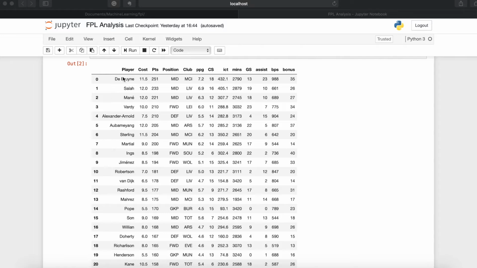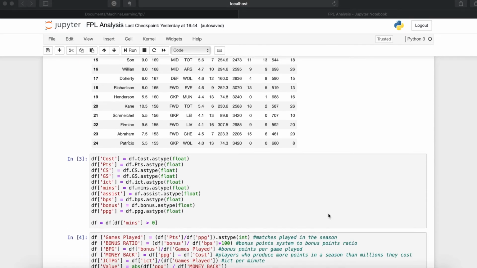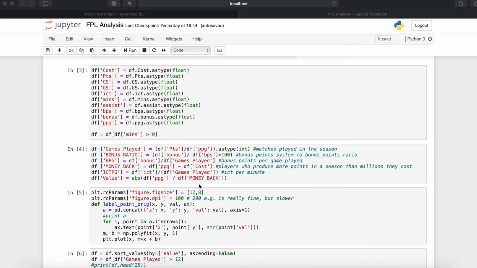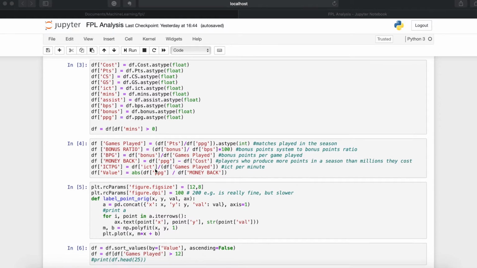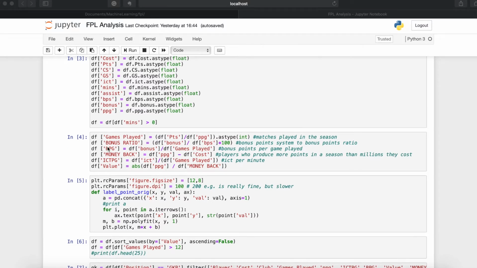So here I've printed out the data we've collected. You can see all these features in different columns for the different player names. I then created a few columns of my own based on those already given to us. So you've got games played, which I calculate from the number of points divided by the points per game and save that as an integer. Then we've also got the bonus points per game and the ICT index per game.